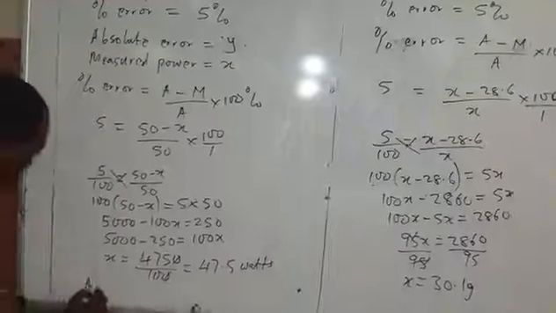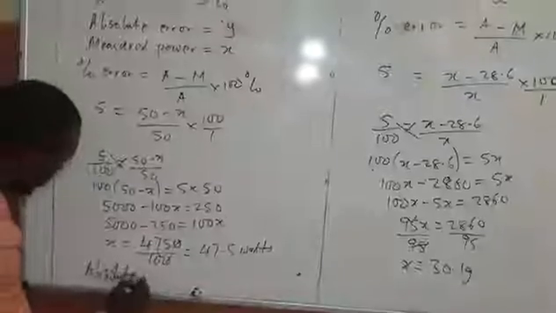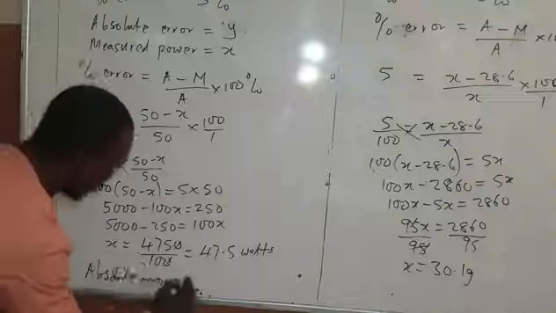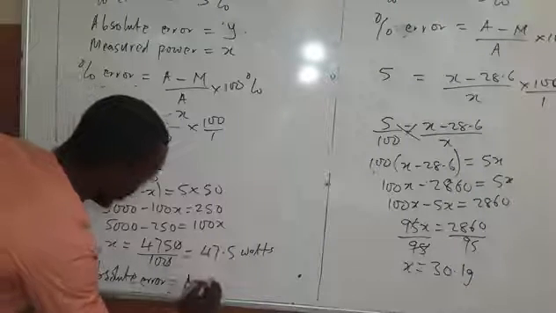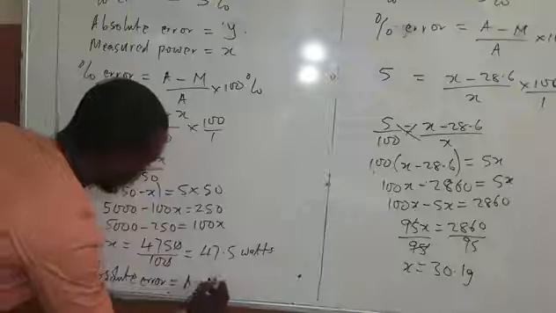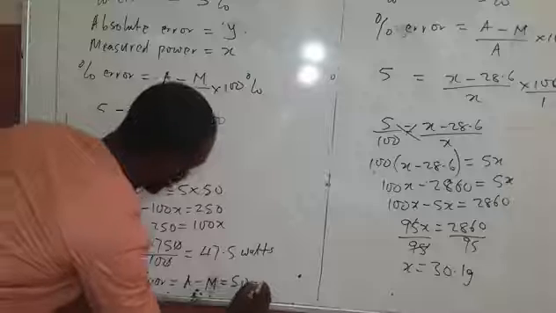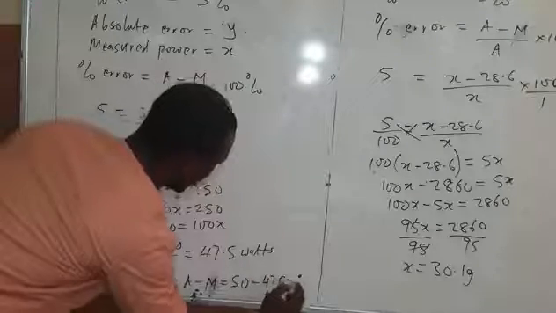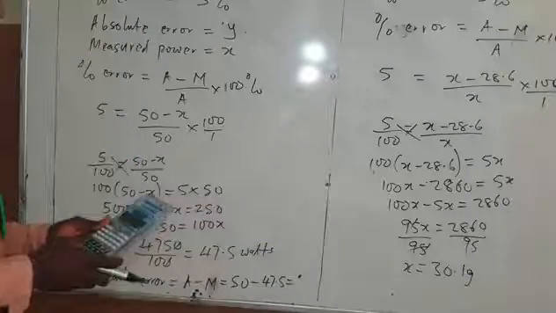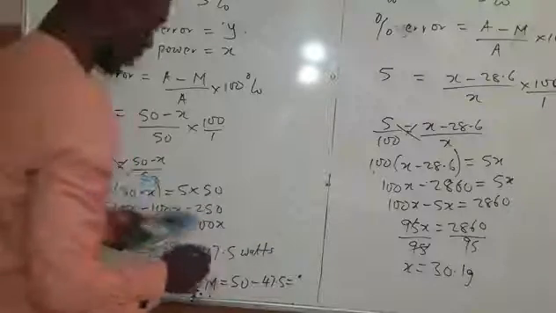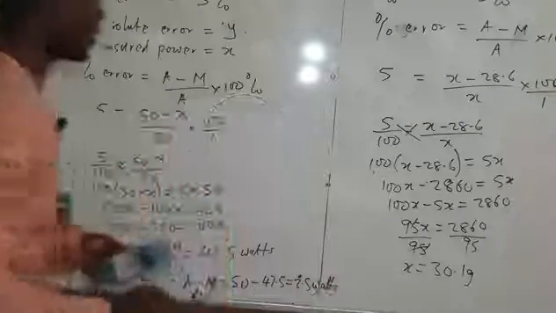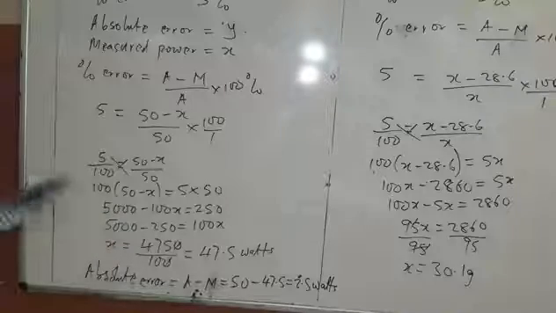But the question asks for the absolute error. Absolute error will now be the difference between the two measurements, that is actual minus estimated or measured. So that is 50 minus 47.5, which is 2.5 watts. So that is the absolute error.